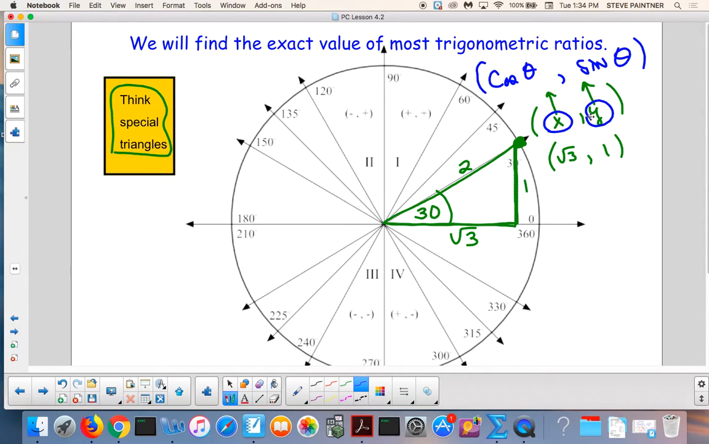Well, what's cosine of 30 degrees? 0.866. Wait. Cosine of 30 degrees is what? 0.866. Yeah, oh, you're using your calculator. Square root of 3 over what? 2. So if you'd have said this, Zach, I'd have been a little more happy. Okay. And then what's sine of 30 degrees? 1 over 2.